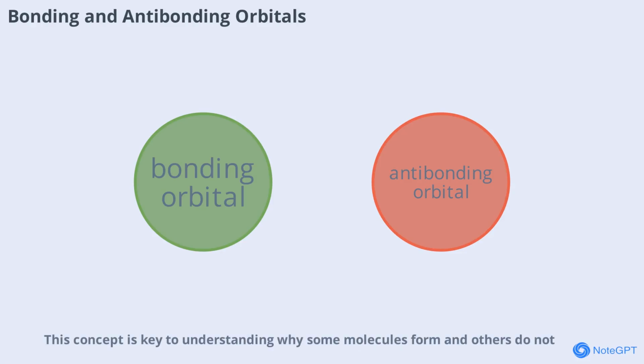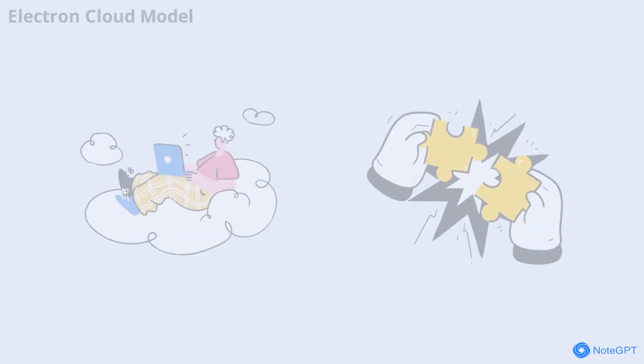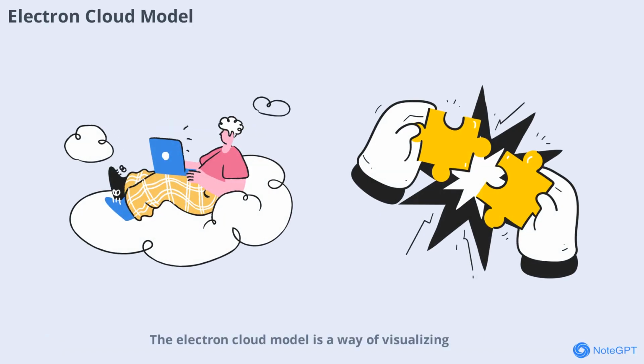This concept is key to understanding why some molecules form and others do not. The electron cloud model is a way of visualizing where electrons are likely to be found around the nucleus. Instead of fixed paths, electrons exist in a cloud of probability. This model reflects the uncertainty and complexity of quantum mechanics, giving us a more accurate picture of atomic structure.